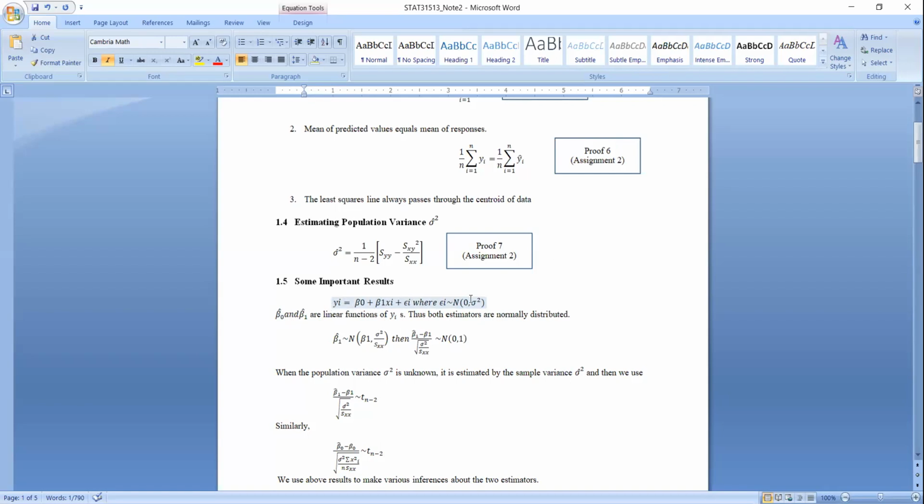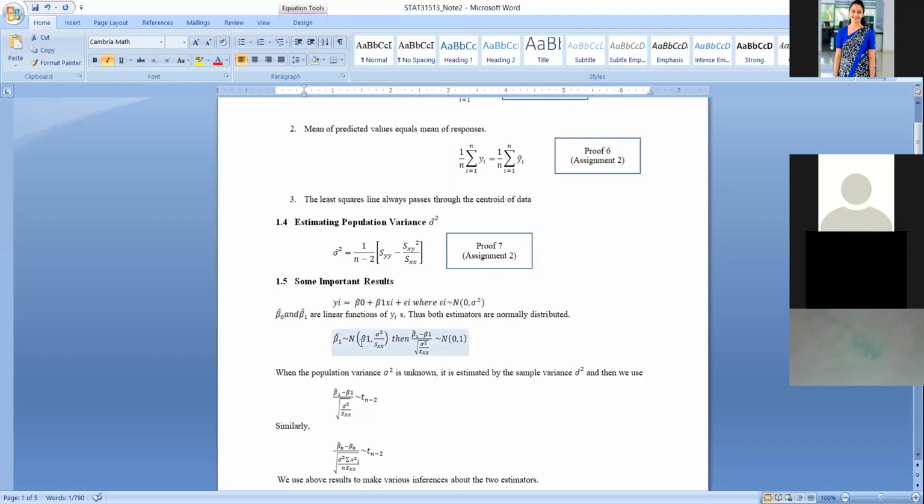And residuals are normally distributed, right? So if the residuals are normally distributed, and you can see that beta naught and beta 1 are linear functions, then we can conclude that beta 1 and beta naught are also normally distributed, as they are linear functions of this yi.